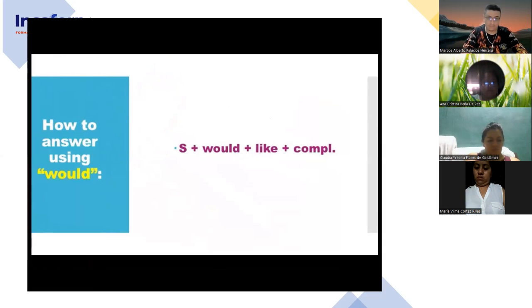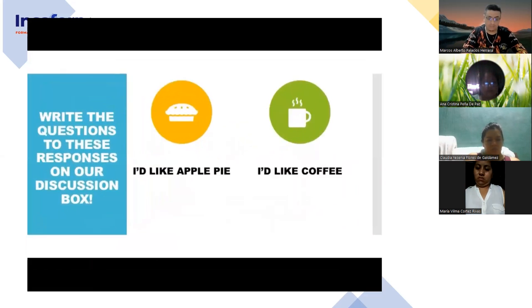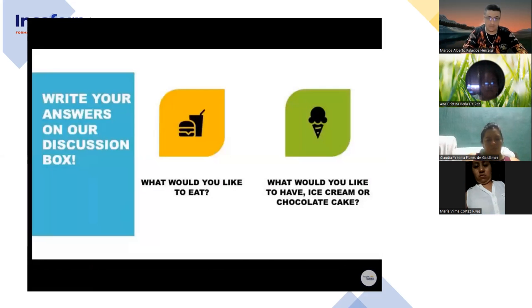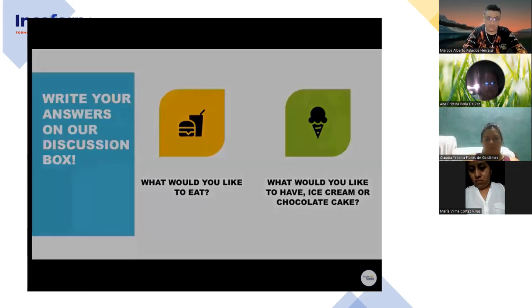Now let's pretend we're in a restaurant and you are the waiter. This is my response. I want you to think on the question. I'd like apple pie. I'd like coffee. Now it's my turn to ask you. Please respond using would. What would you like to eat? What would you like to have? Ice cream or chocolate cake?